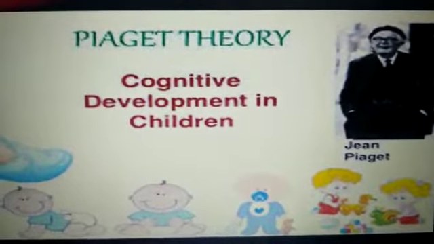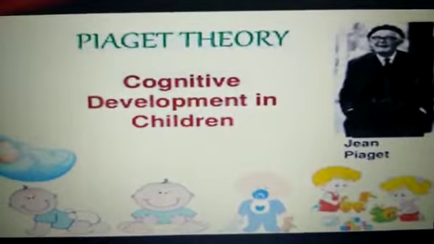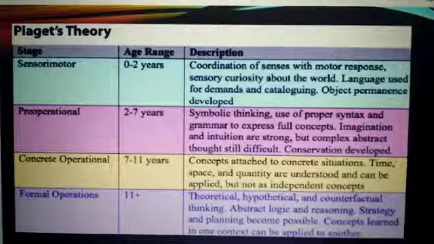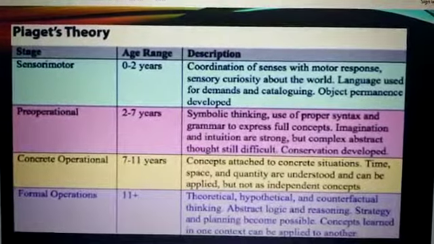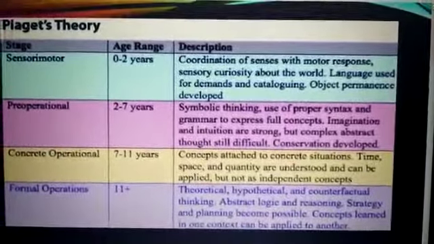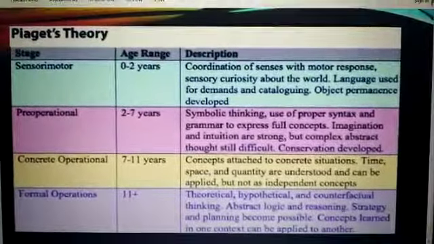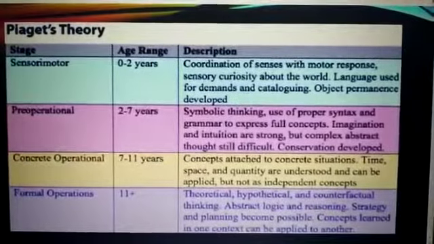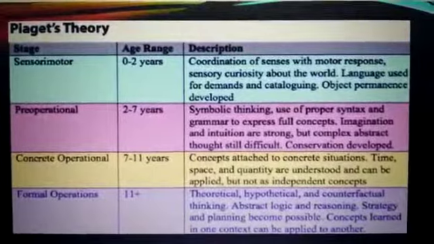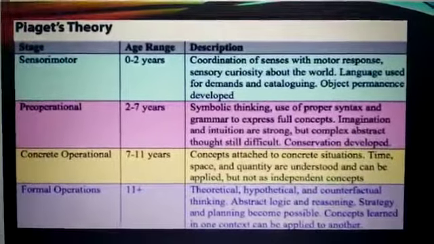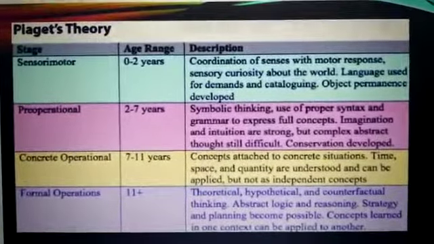He developed a cognitive theory based on children which comprises of stage 1, sensory motor skills, which starts from 0 to 2 years: coordination of the senses with motor responses, sensory curiosity about the world, language used for demand, object permanence developed, which means the child is able to notice the object around him and is able to hear the voice of the mother, which occurs between 0 to 2 years.